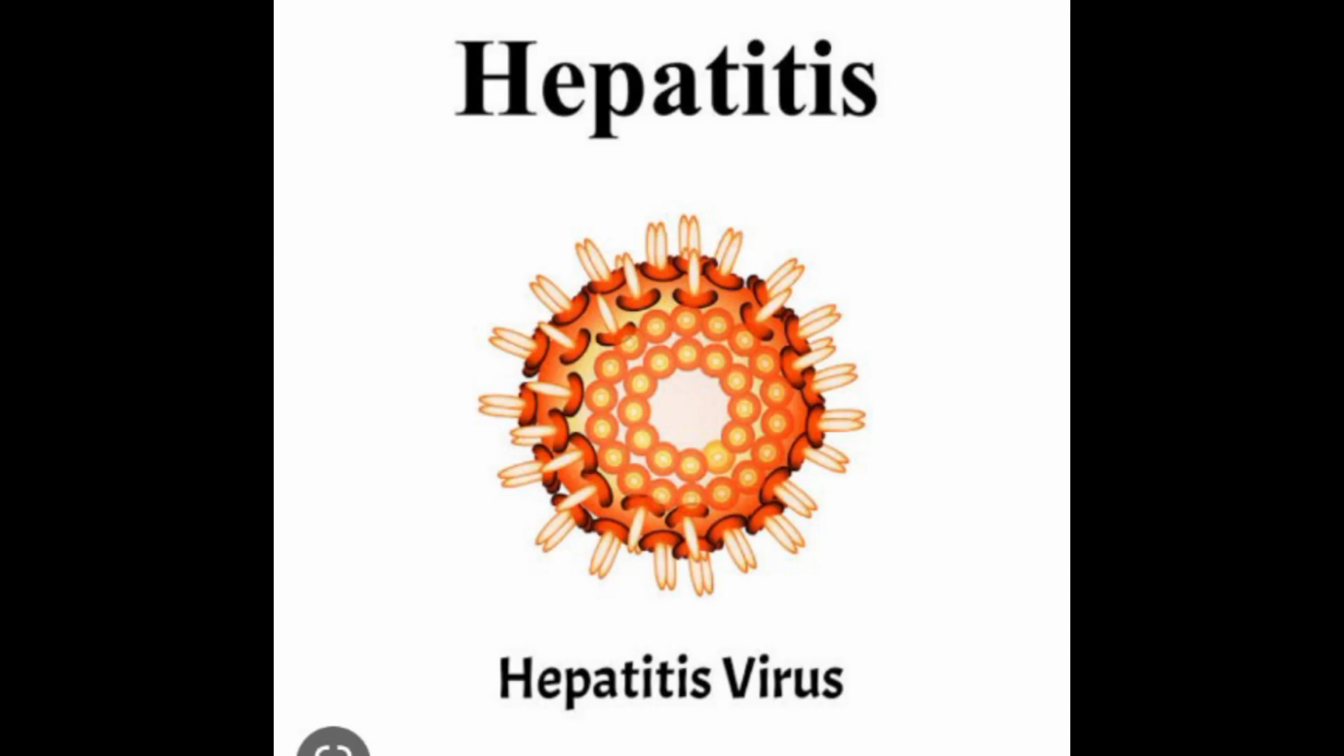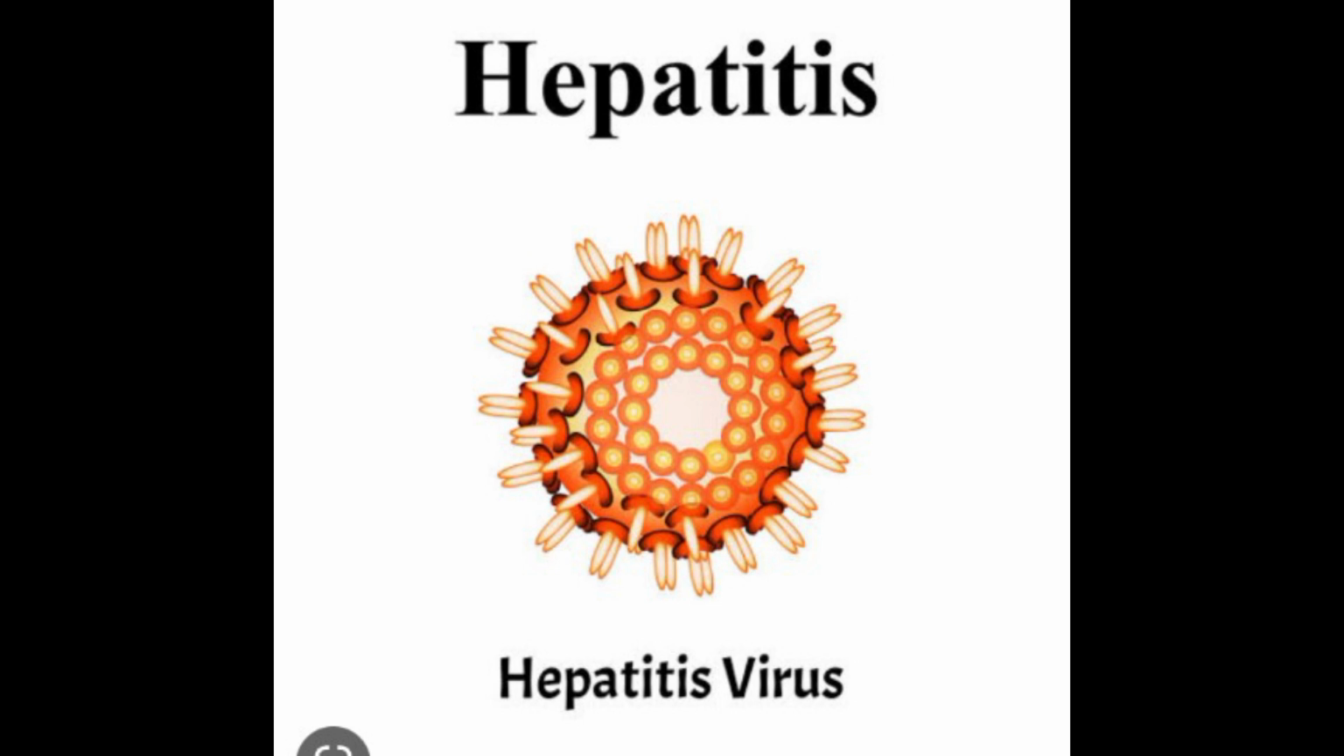Viral hepatitis is a systemic disease with a primary infection in the liver. There are six hepatitis viruses: hepatitis A, B, C, D, E, and G. Hepatitis B virus is a DNA virus, while the others, A, C, D, E, and G, contain an RNA genome.